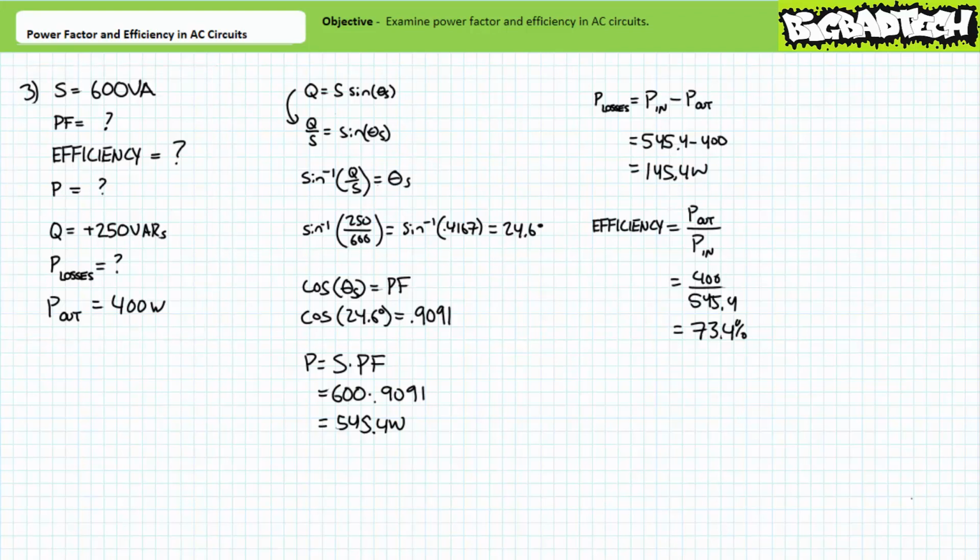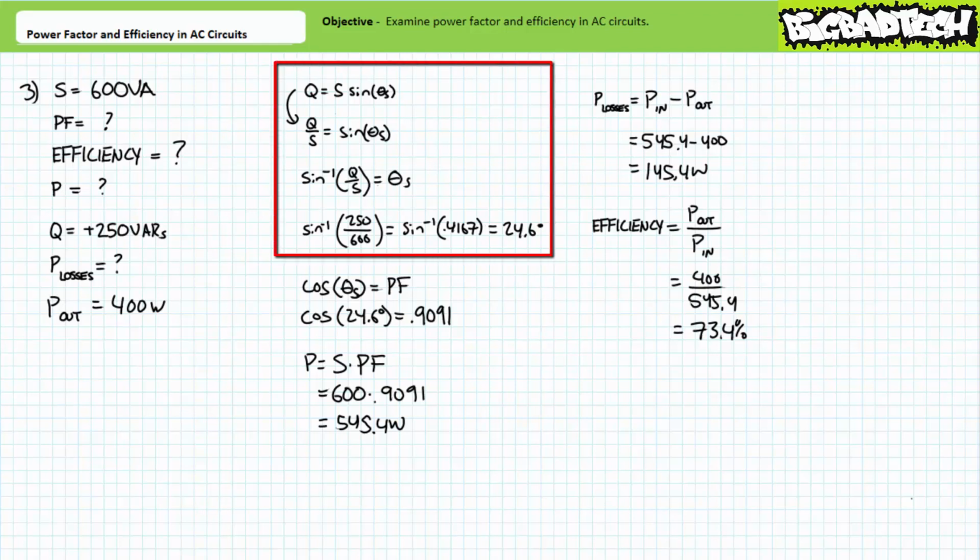Given reactive power is apparent power times the sine of the apparent power angle, we can rearrange this equation to solve for the apparent power angle, where the apparent power angle is the inverse sine of reactive power over apparent power. Substituting in our given values yields an apparent power angle of 24.6 degrees.